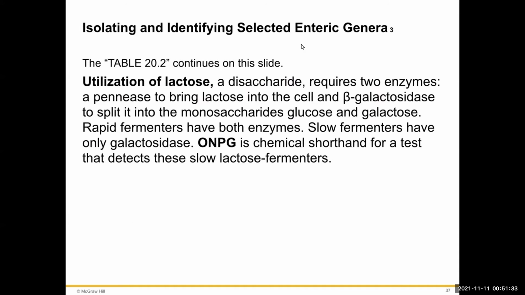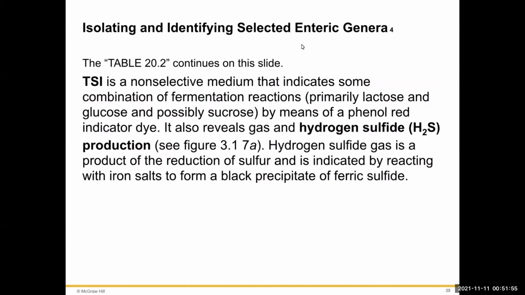Utilization of lactose as a disaccharide. Lactose is a disaccharide and requires two enzymes: a permease to bring lactose into the cell, and beta-galactosidase to split it into monosaccharides, glucose and galactose. Rapid fermenters have both enzymes, so they can bring it into the cell and then break it apart. ONPG is chemical shorthand for the test that detects the slow lactose fermenters. These are all on that flow chart.